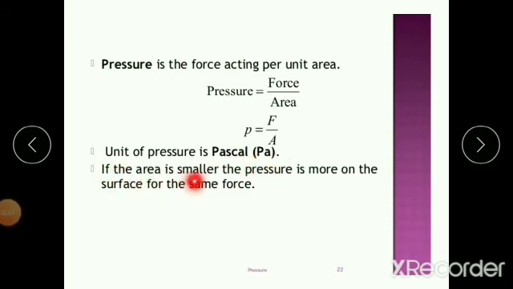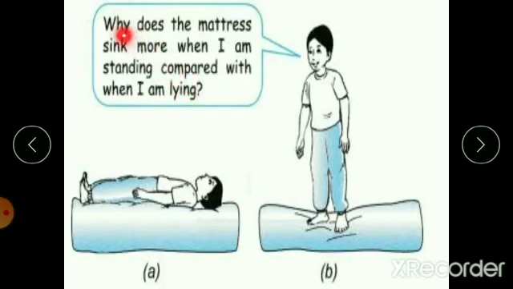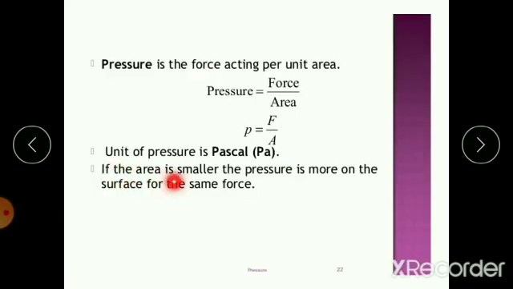Okay, Pa you can write. If the area is smaller, the pressure is more on the surface for the same force. Let us take an example and understand this. So you can see here, why does the mattress sink more when I am standing compared with when I am lying? So what is the reason? You exert the same force, right? But the area is less here and the area which you cover here is more, right? So if the area is smaller, the pressure is more on the surface for the same force.